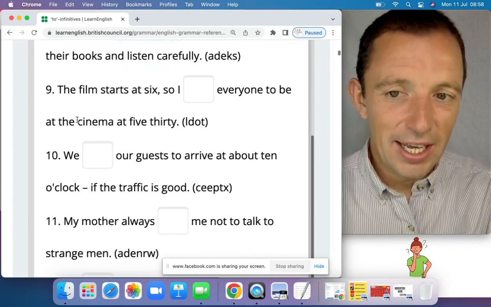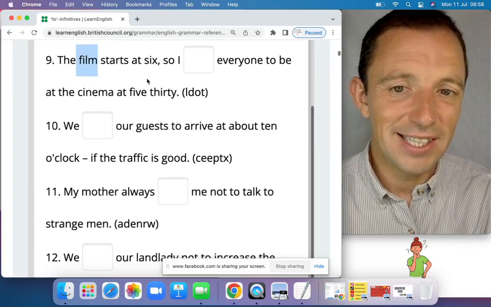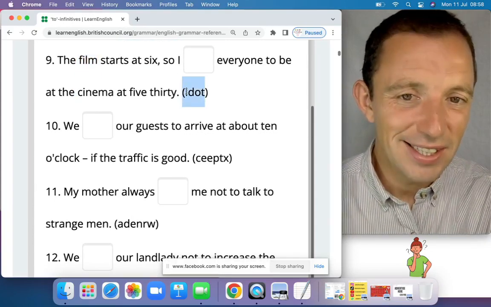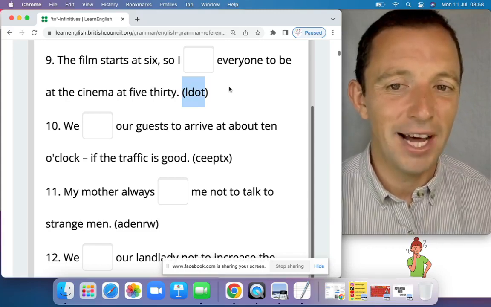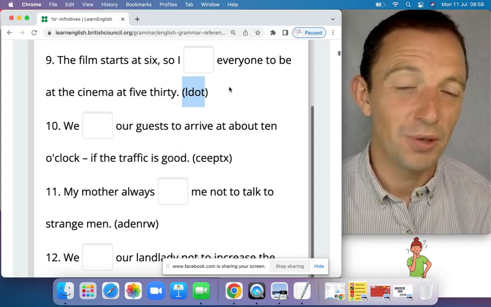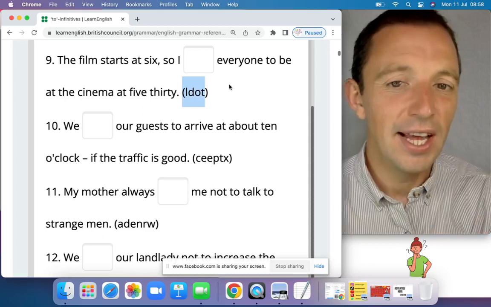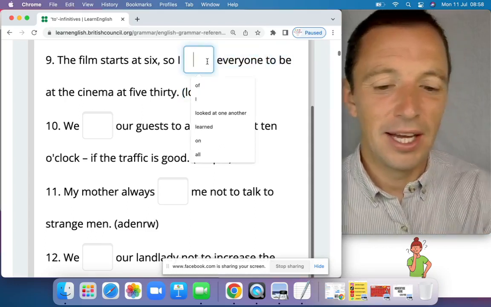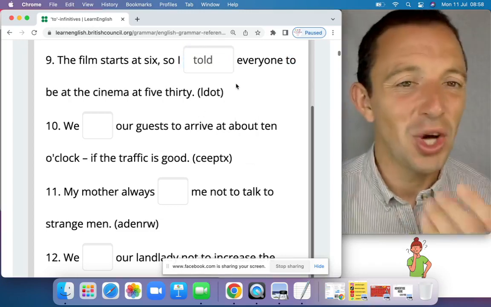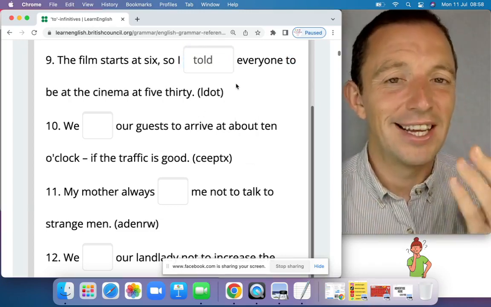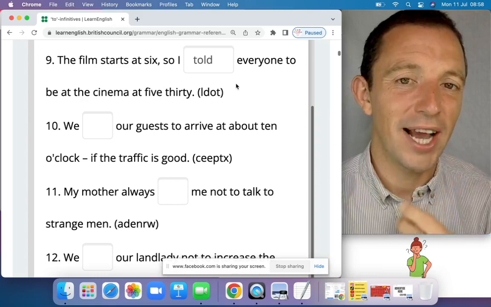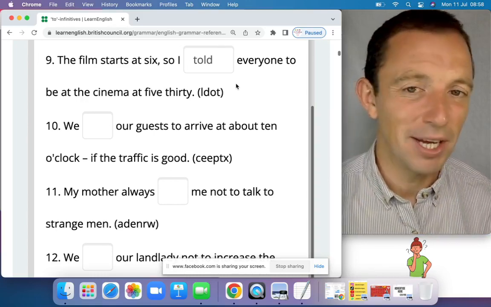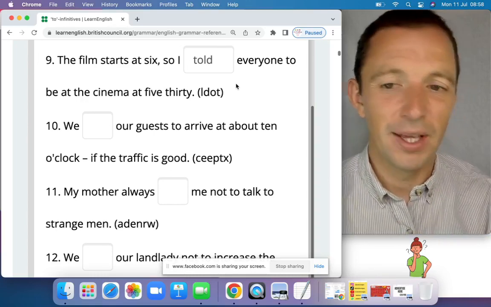Number 9, the movie starts at 6, so something to everyone to be at the cinema at 5:30. So it's an instruction, and the direct object is everyone plus the infinitive to be at the cinema, and the structure is I told. It's irregular, tell, told, irregular in the past. I told everyone to be at the cinema at 5:30.